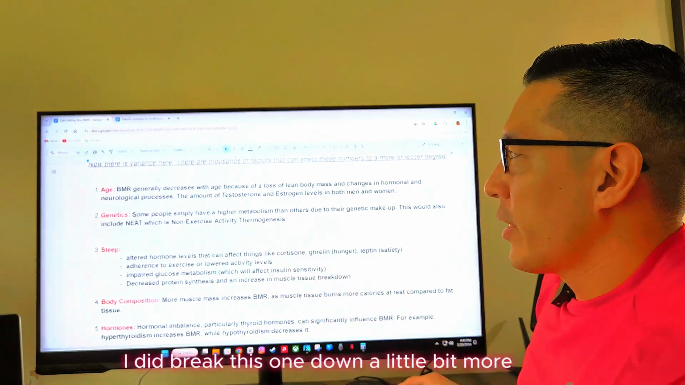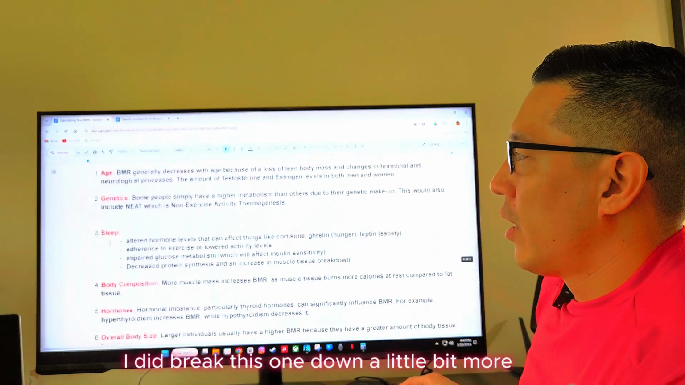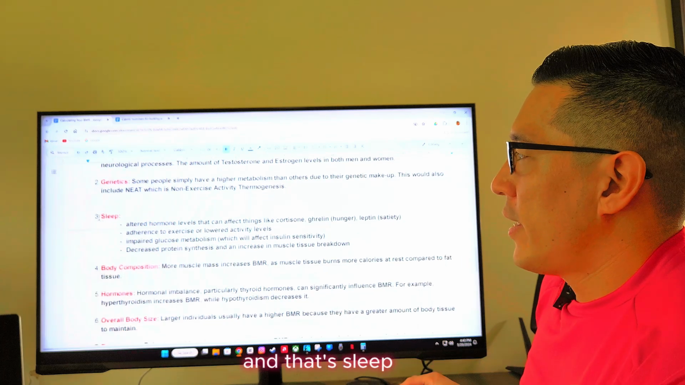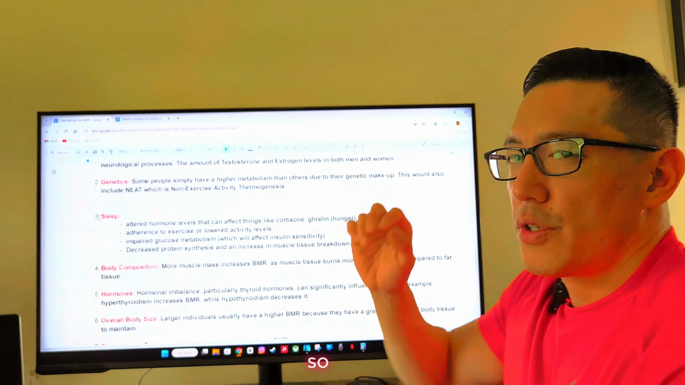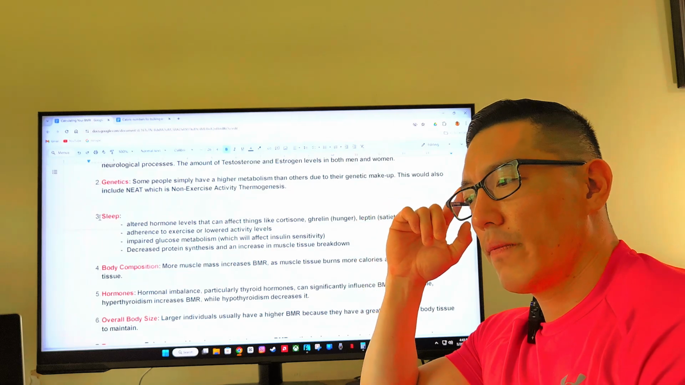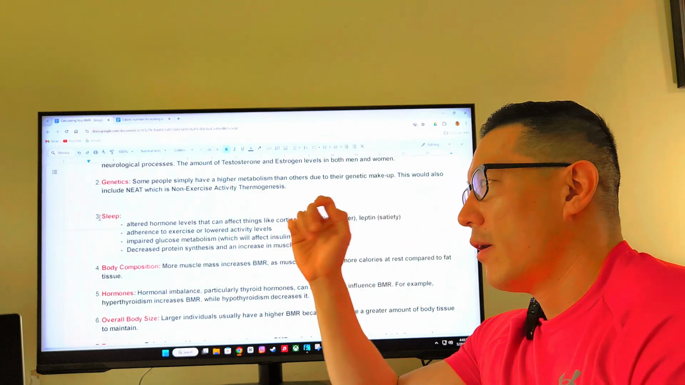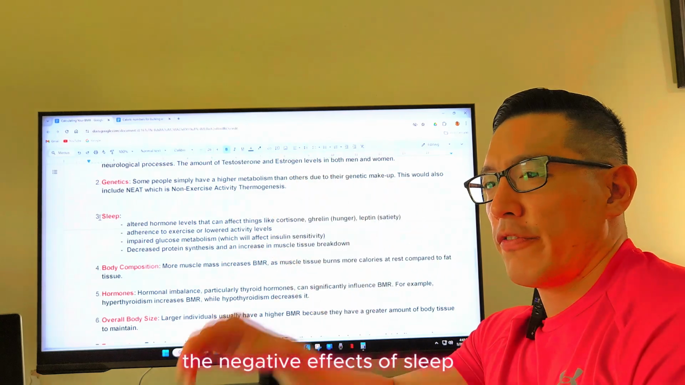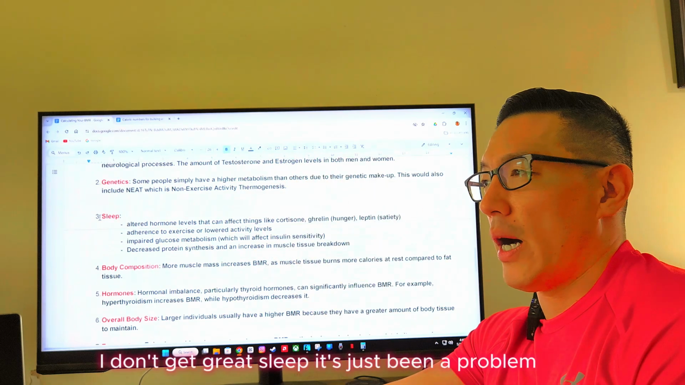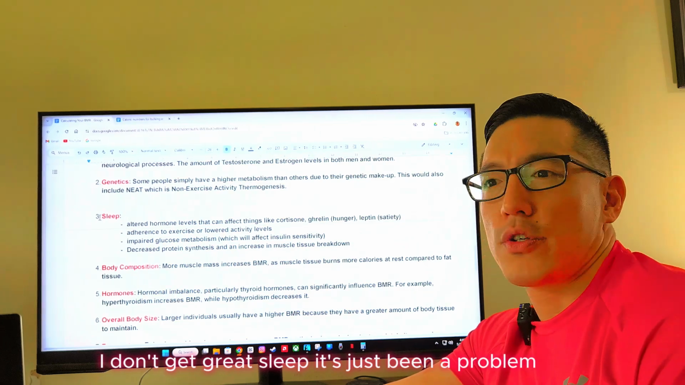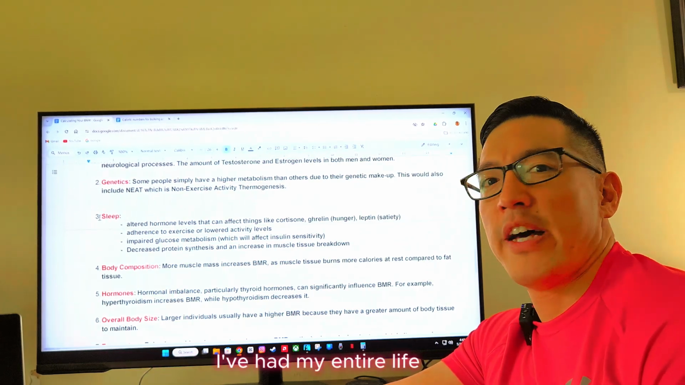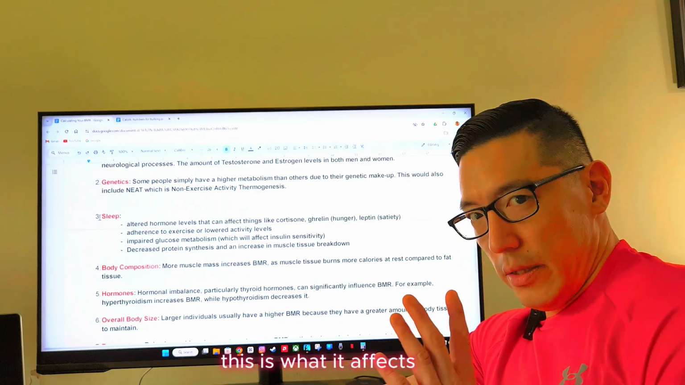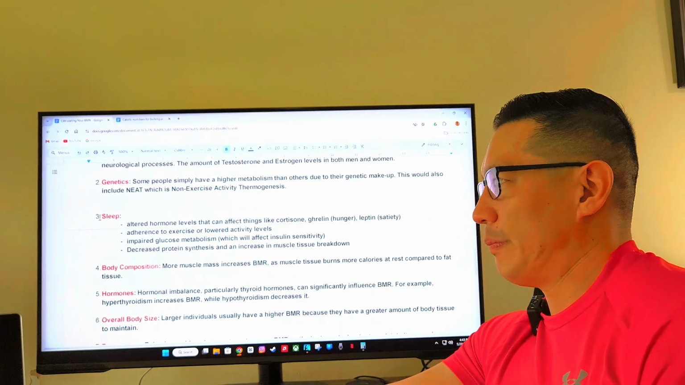I did break this one down a little bit more, and that's sleep. So sleep aside, I'm sure you've all heard the negative effects of poor sleep. I don't get great sleep. It's just been a problem I've had my entire life. This is what it affects.